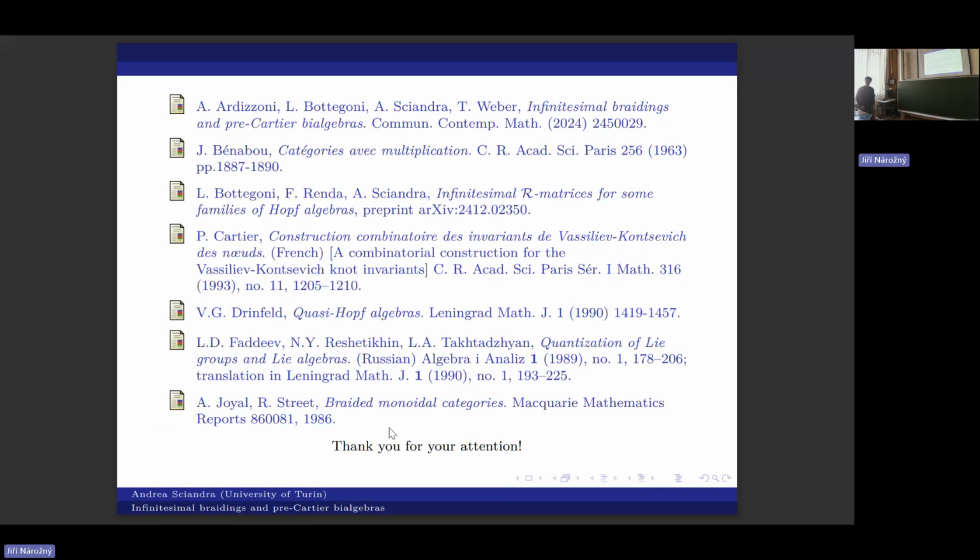From the braided monoidal category, you get an action of the braid group. Is there some analog of this for infinitesimal braided? I don't know. There is something called a Cartier ring, and you get a representation of this ring. Okay.